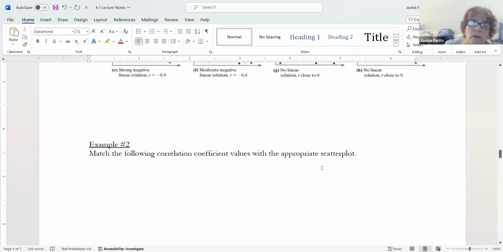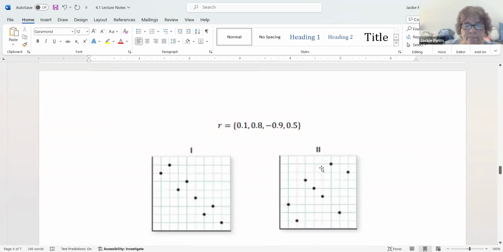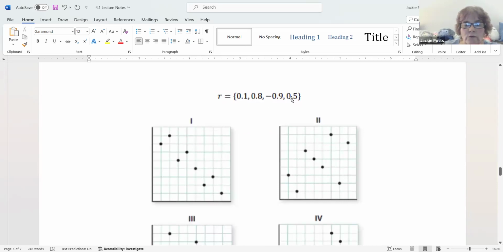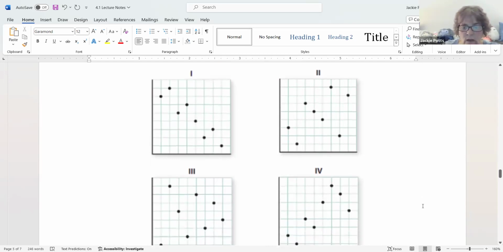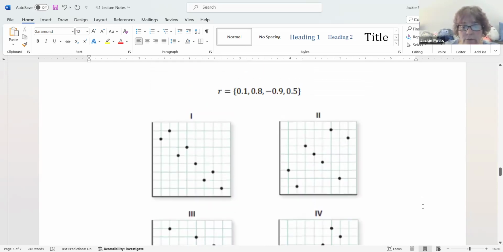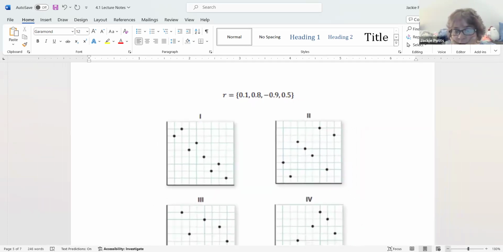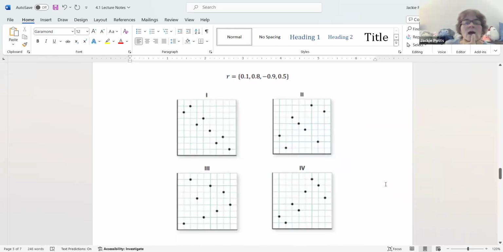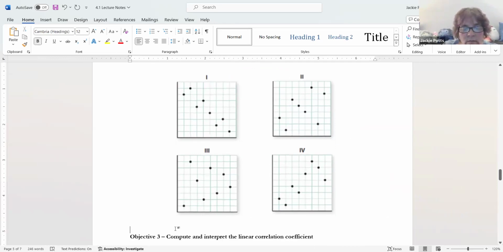All right. So match the appropriate scatter plot. We have 4 values. I like to start with the highest one because I look for the tightest pattern. And looking at that, crank this down a little bit so we can get it all on screen. If I look at this, which one has the tightest pattern? Well, it'd be this one. So I'd call I, or 1, negative point.